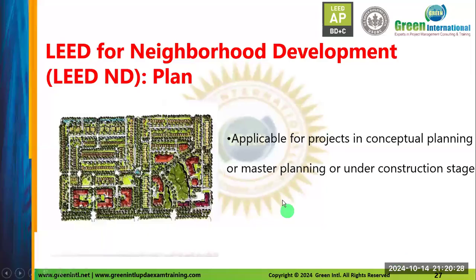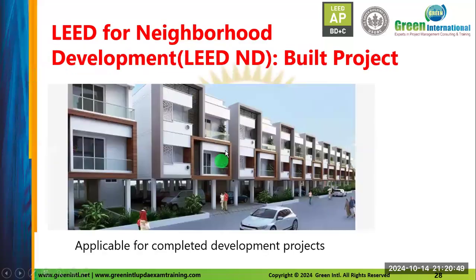So LEED for Neighborhood Development is applicable for what you can see here: a neighborhood, a master plan, urban planning for a neighborhood. It can be one neighborhood or two together. There are, of course, area limitations, which you have taken during LEED GA. And there are two phases of LEED for Neighborhood Development: the ND design and the built project.